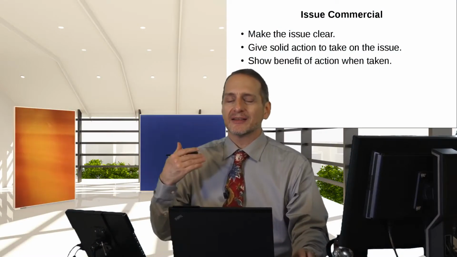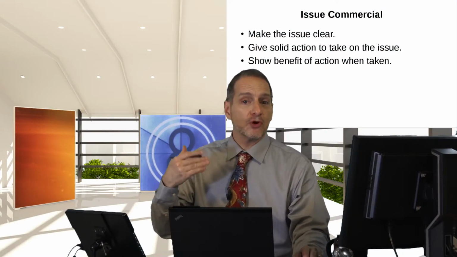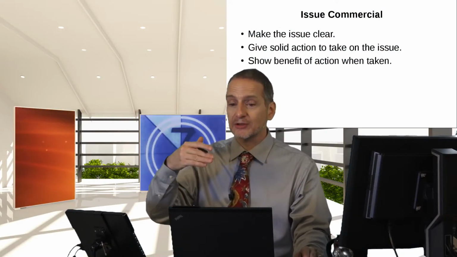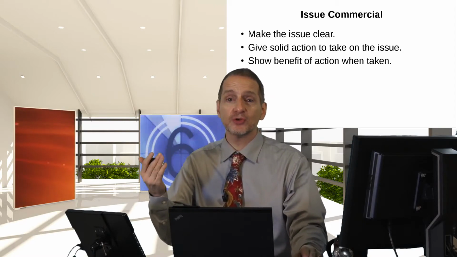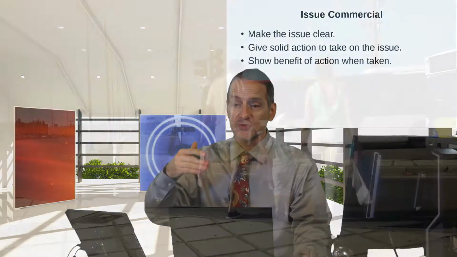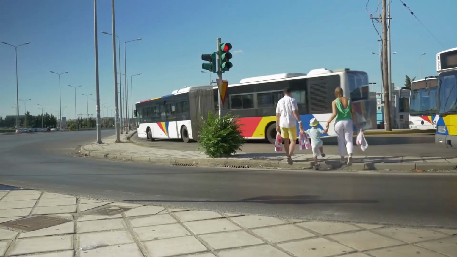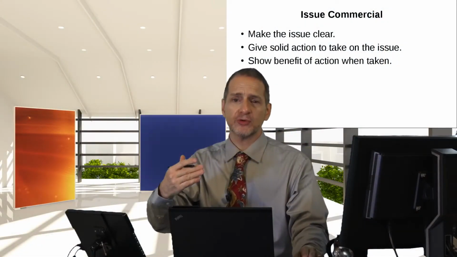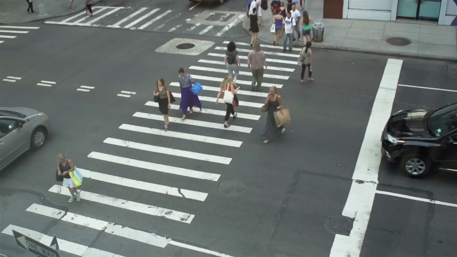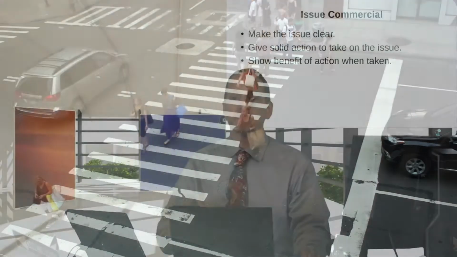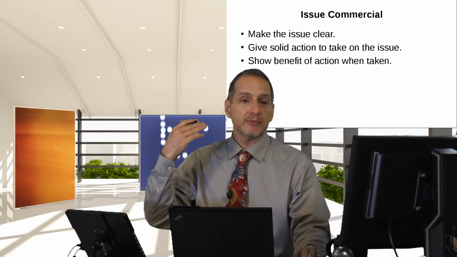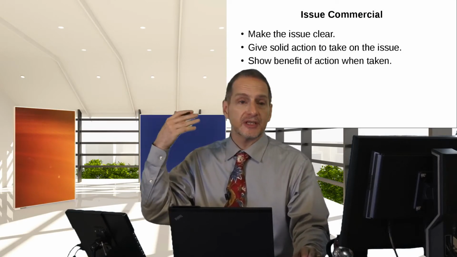How about the issue of people crossing the street without going to the corner? That could be a social issue. People cross the street and don't wait until they get to the corner. They cross in the middle, what we call jaywalking. Well, you can make a very short video saying this is the problem and the solution is to walk to the corner, right?